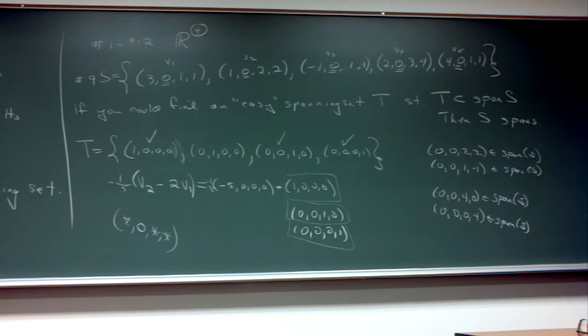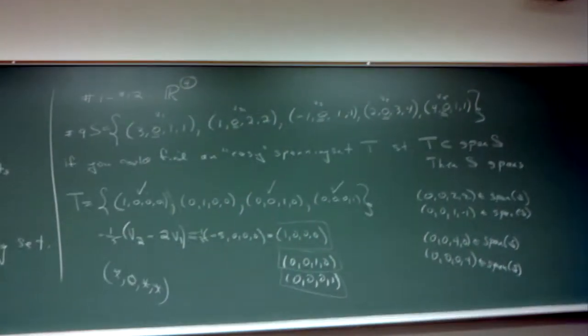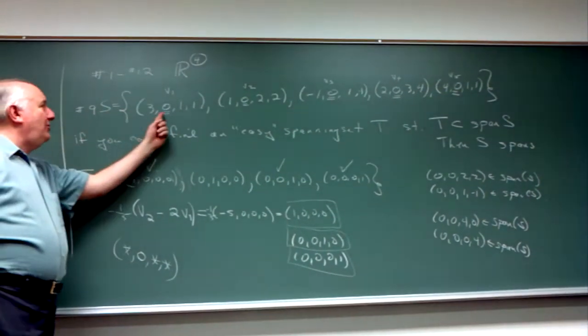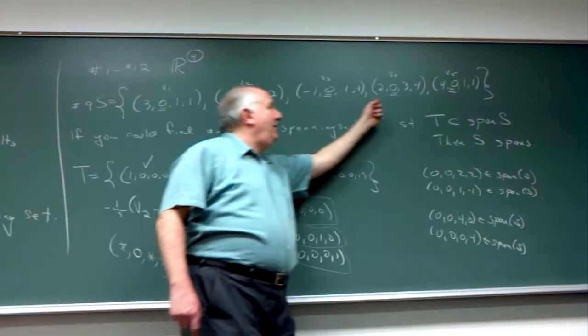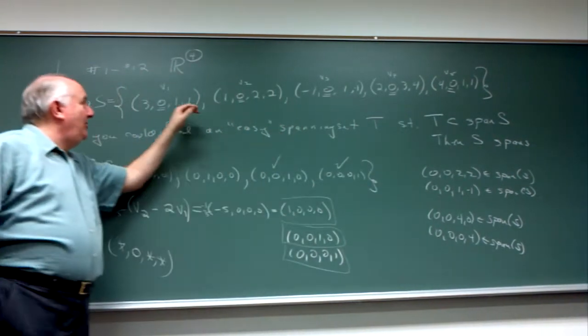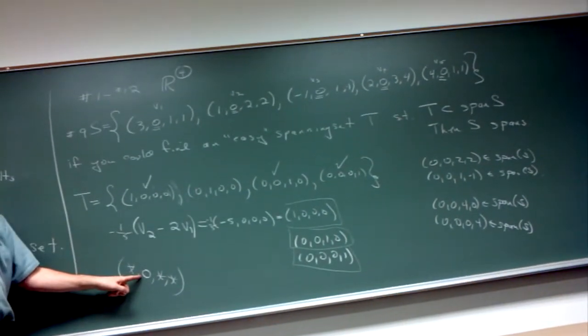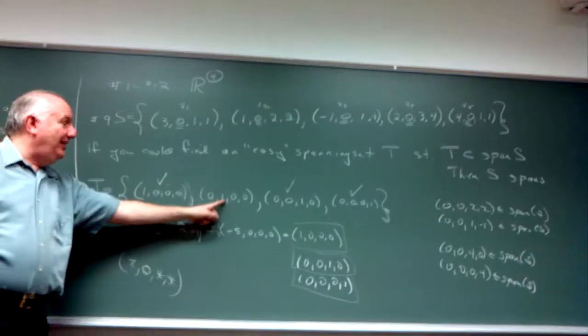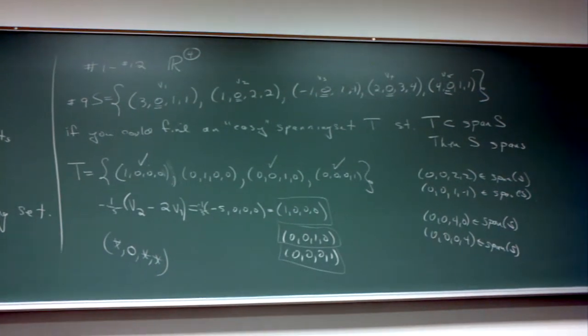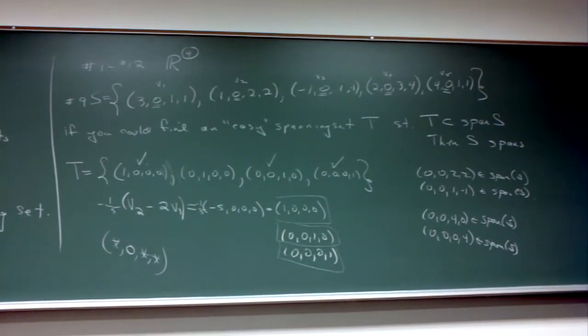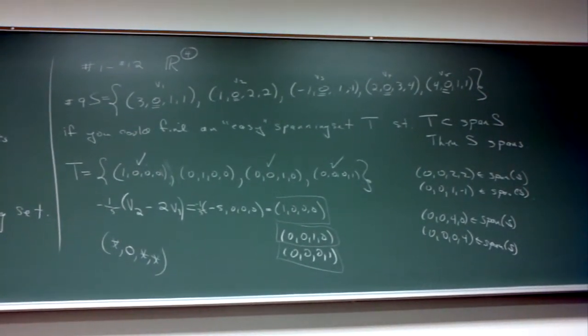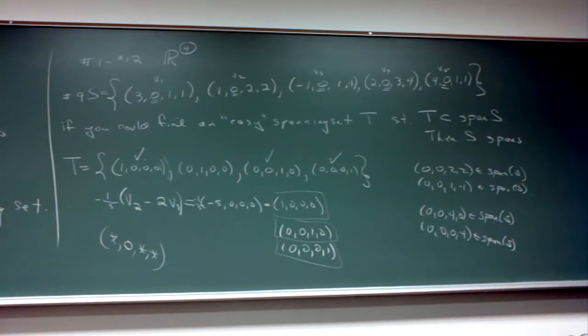But I think what you can see is, if you multiply any of these things by a scalar, you still have a 0 here. And then if you add those things up, you still have a 0 here. So any linear combination is still going to have a 0 there. So in particular, that's not going to be in the span. So this is a set which is not spanning and not linearly independent.